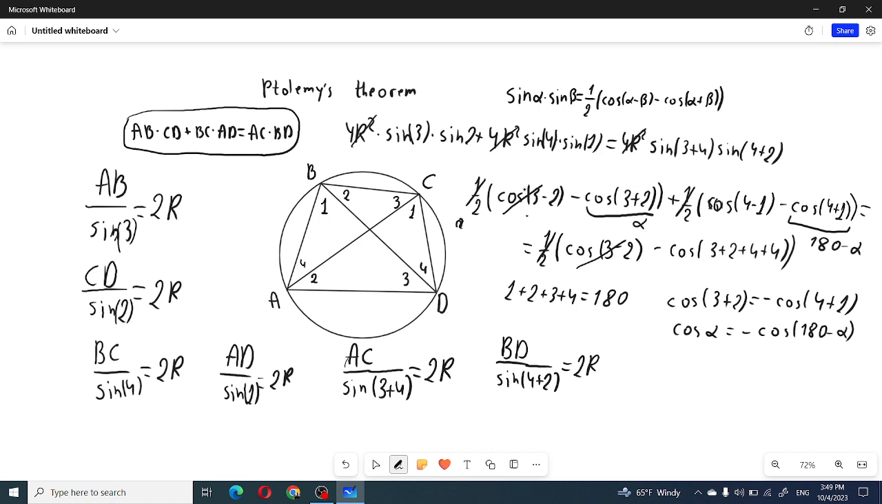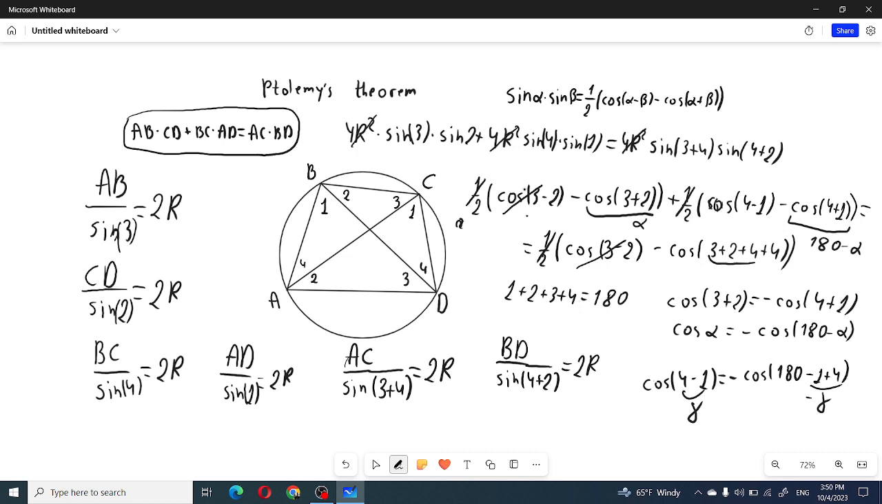So we are left to show that cosine of 4 minus 1 equals negative cosine of 3 plus 2 plus 4 plus 4. And from this equation, we can define that cosine of 3 plus 2 plus 4 is 180 minus 1. So in total, what we need to show is that cosine of 4 minus 1 equals negative of cosine 180 minus 1 plus 4. And if we assign this number as gamma, that would be also negative gamma.